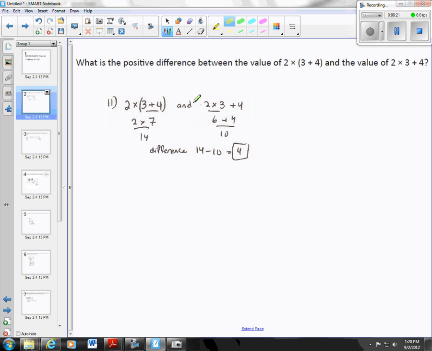So parentheses, exponents, multiply, divide, add, subtract. So parentheses, multiply, multiply, then add. And the difference between the answers is 4.